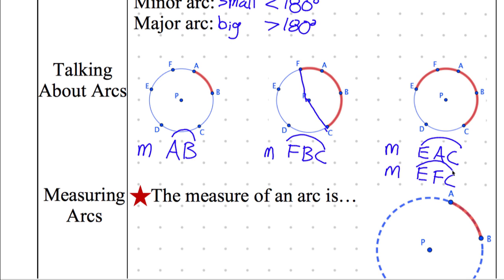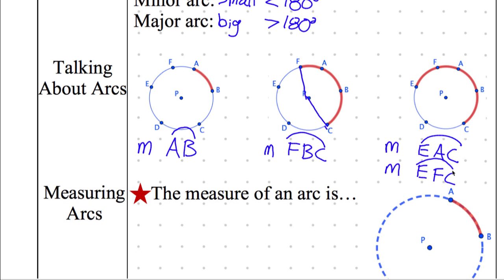All right, so we have some notation now. It doesn't really matter what middle point you choose. This one was a major, this one was a minor, this one was minor. Let's move on to actually measuring the arc.